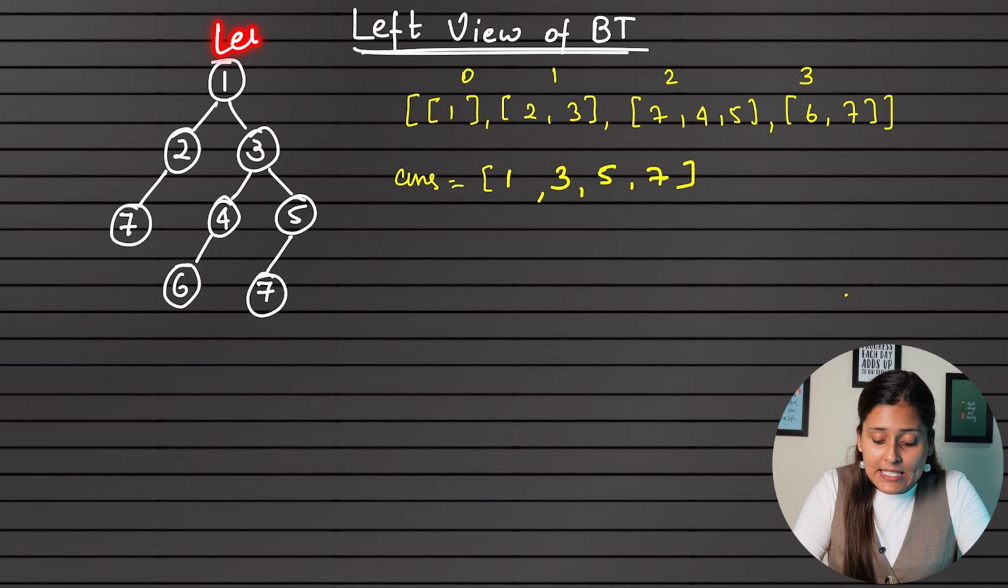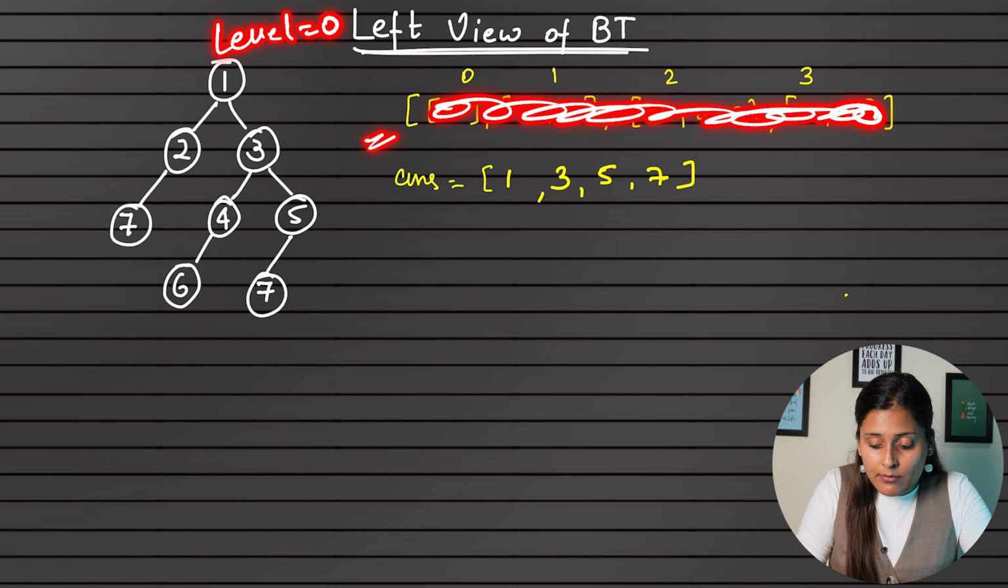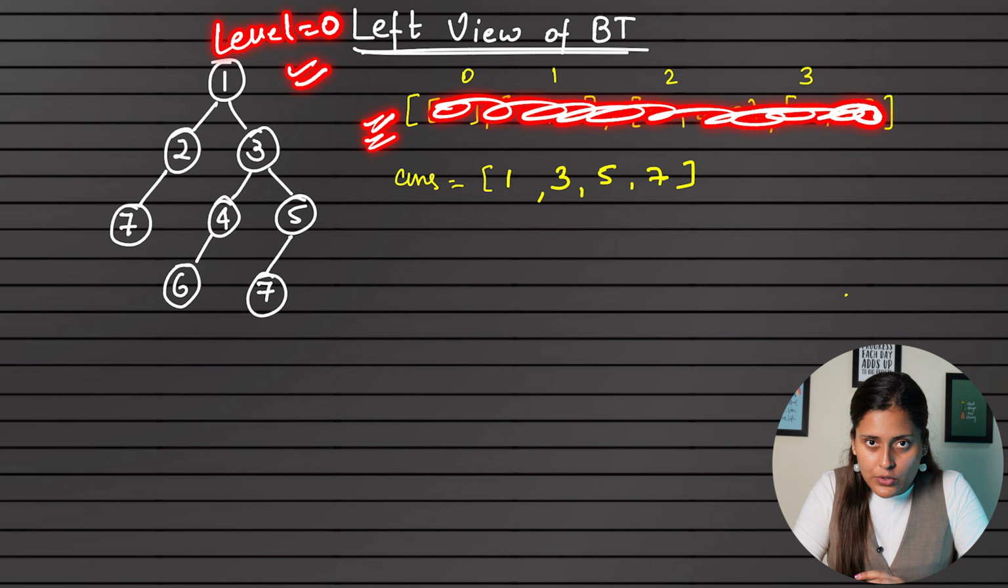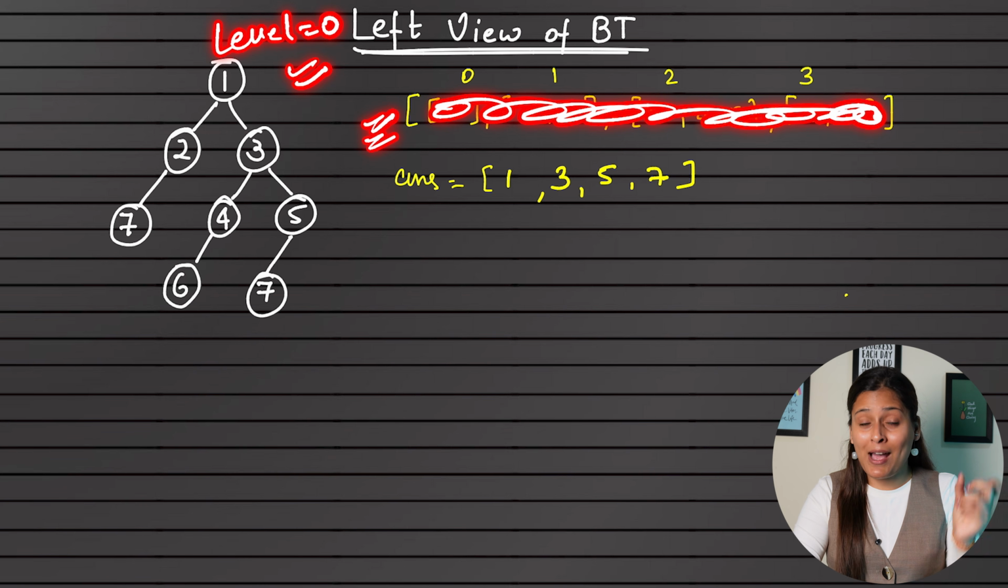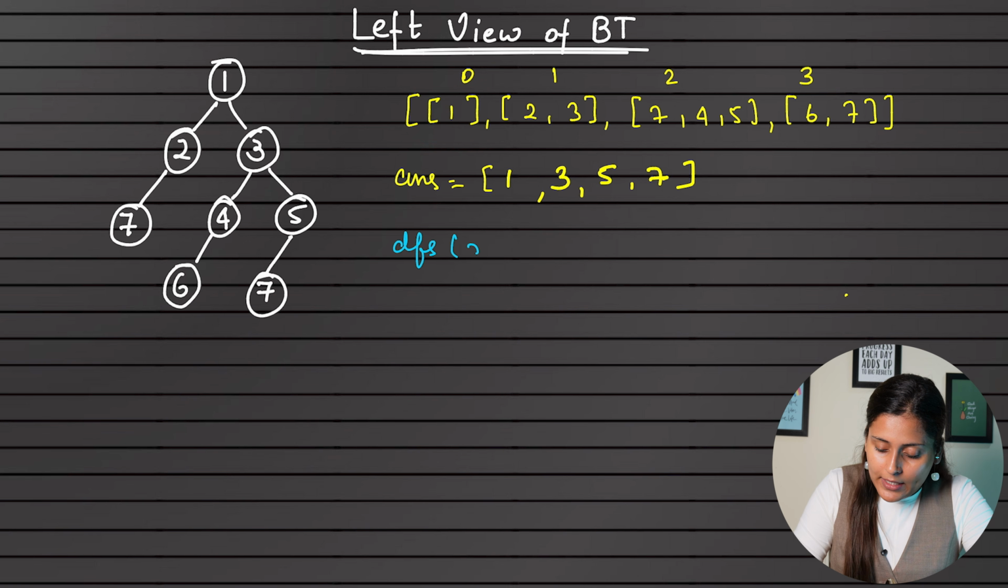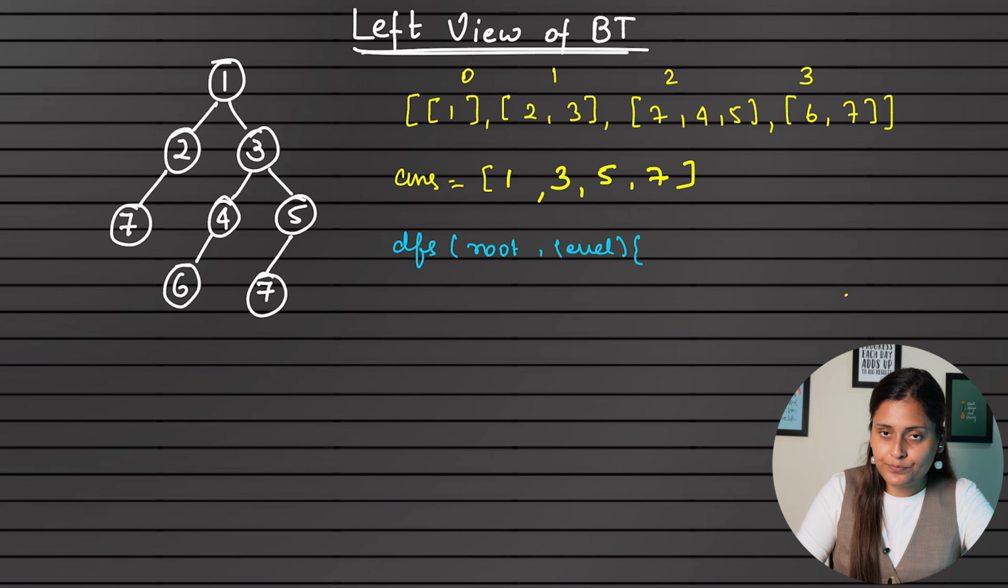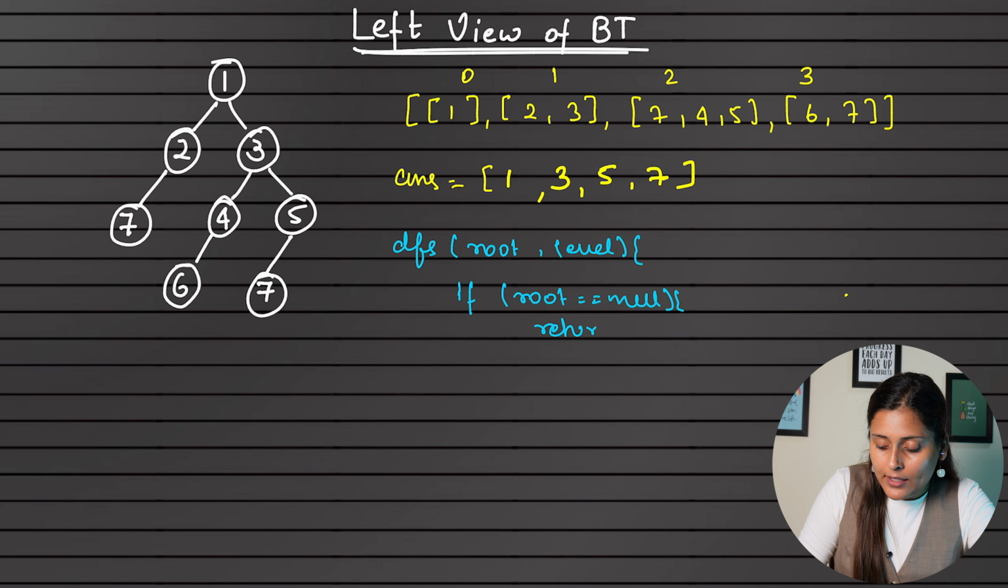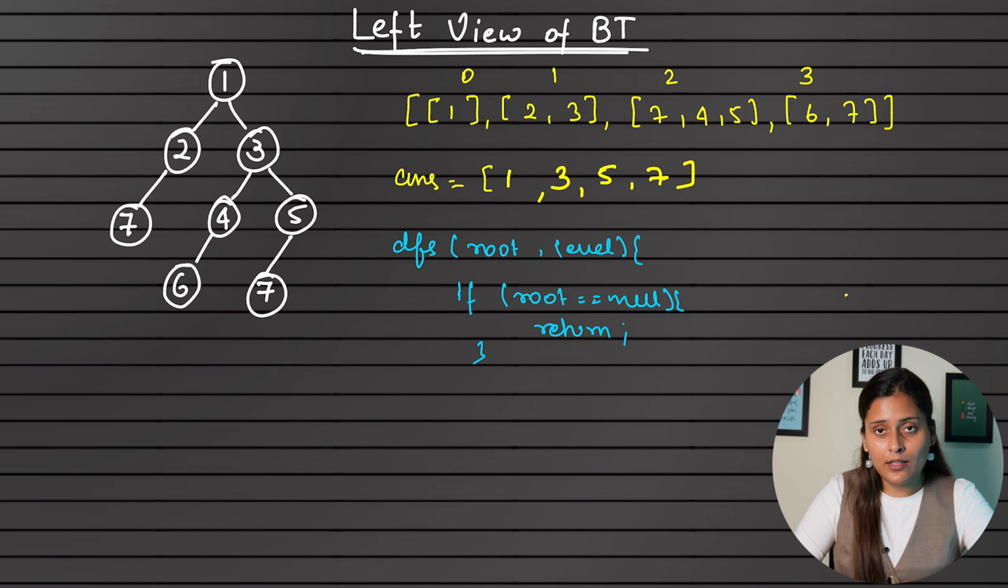So when we started with level equal to 0, initially our answer array, meaning the outer array, had size 0, and the level was also 0. So we decided that if the size matches the level, we insert a new sublist, correct? Okay, so what was the code? In DFS, we were passing the root and the level, correct? Now the base case: if our root was null, what did we do? We returned from there. Done?